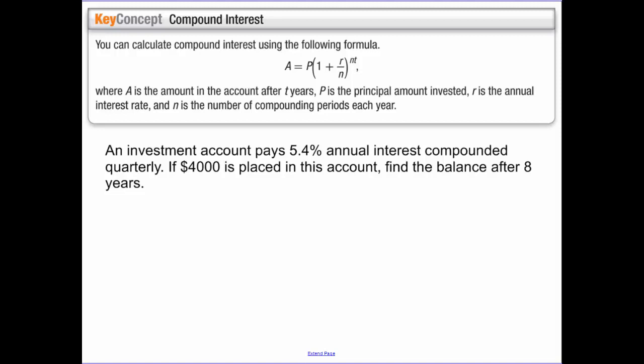Compound interest. This is probably one of the most useful things. You're going to be using this in your life when you're talking about your mortgage, or when you're talking about your student loans growing or things like that. Compound interest is given by this formula, and it's very similar to the formulas that we've been talking about.